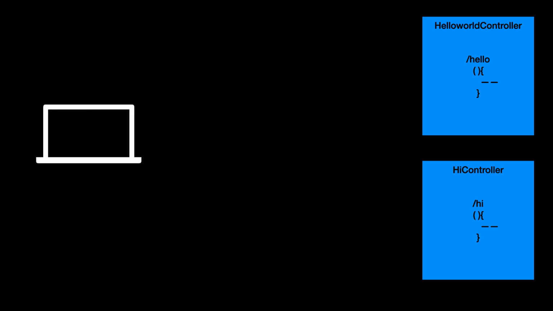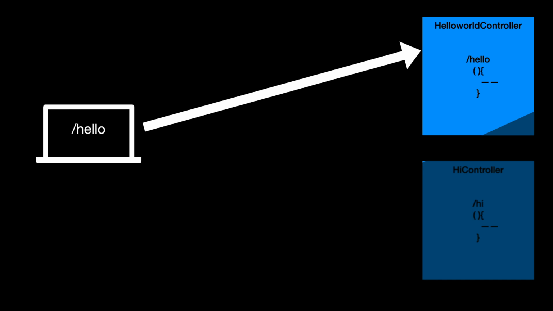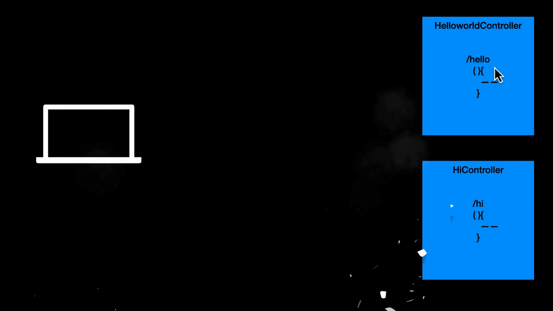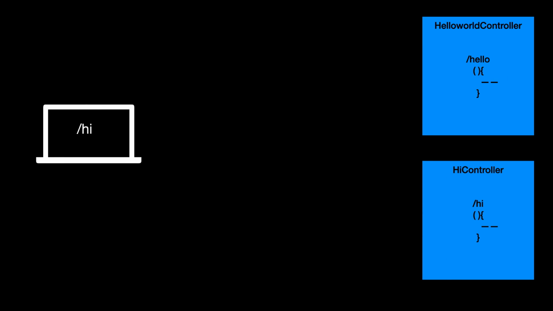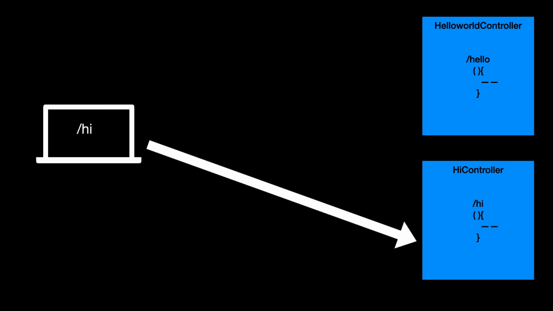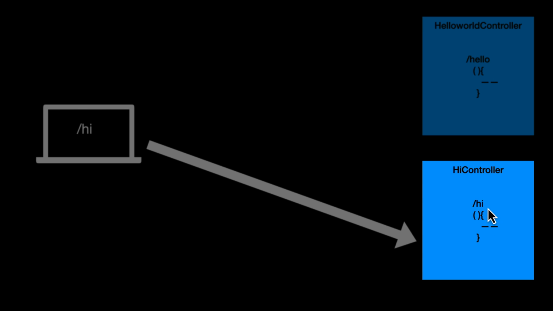Now imagine you are sitting with a laptop and hitting a URL called /hello. This request will go to the Hello World controller, because the Hello World controller knows how to handle this /hello request. Let's say somebody is hitting another URL called /hi. Now the /hi request should be redirected to the hi controller, because it has a URL configured with /hi and a block of code. It knows how to handle this request and what to respond back to the user. So this is how the flow should be.